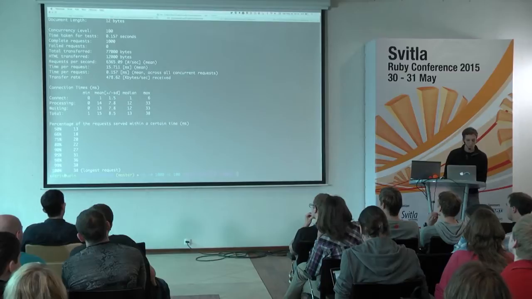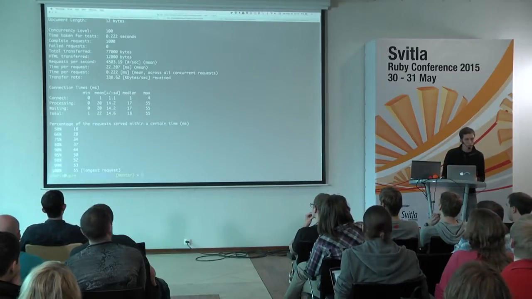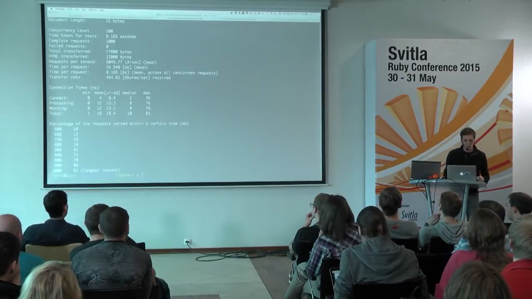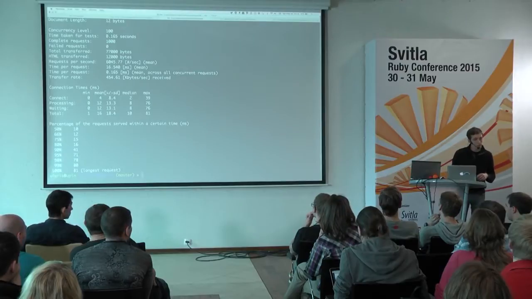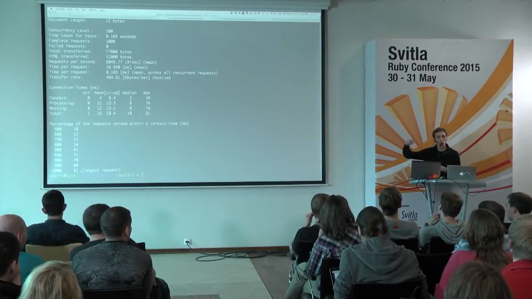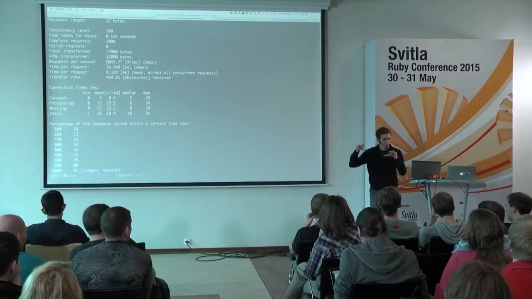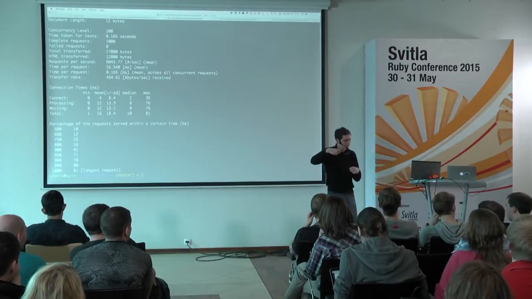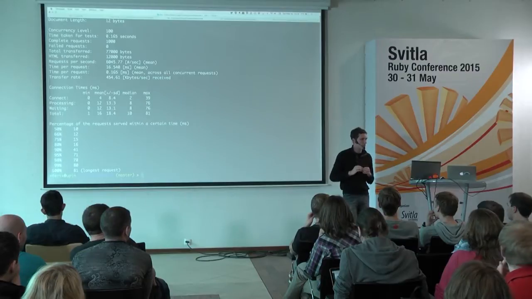Yeah, question. Why don't I pass keep alive? Because I want to show how it's handling 100 separate connections. I don't want to reuse the same connection over and over again. I want to open 100 sockets because that's what I'm benchmarking.